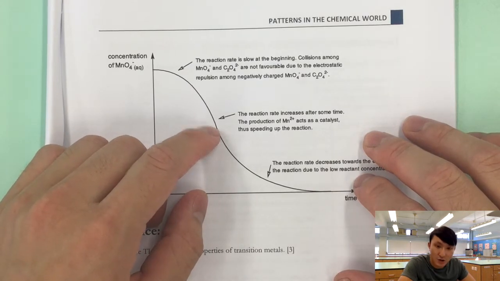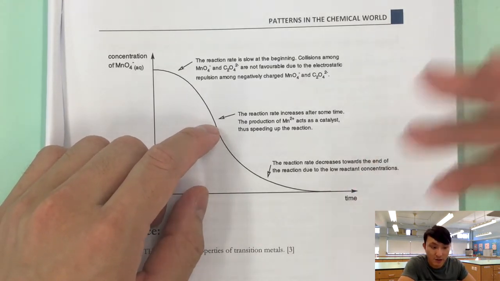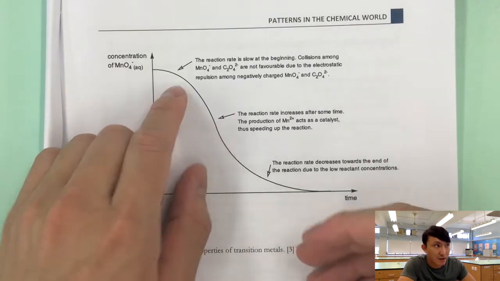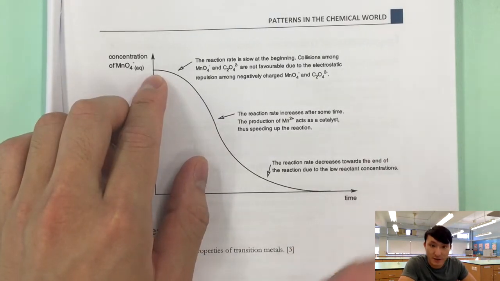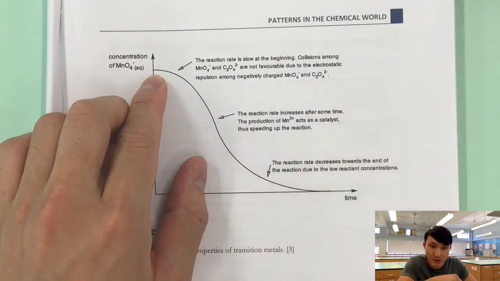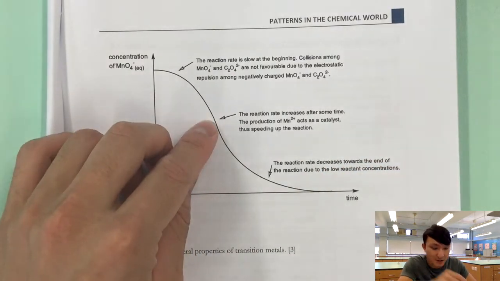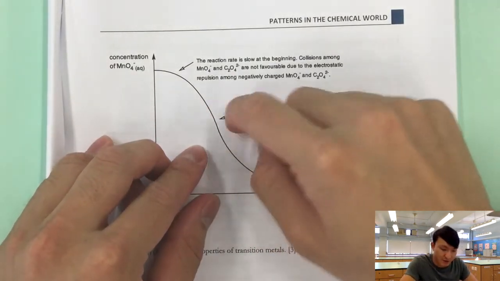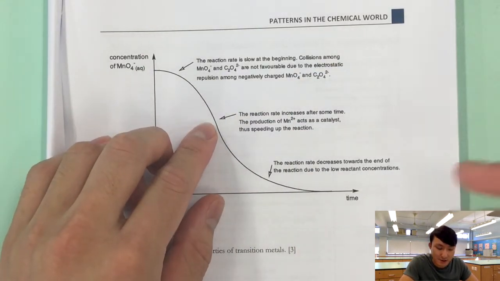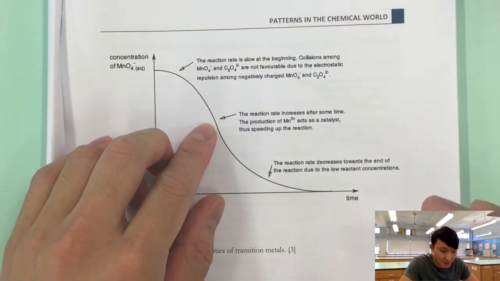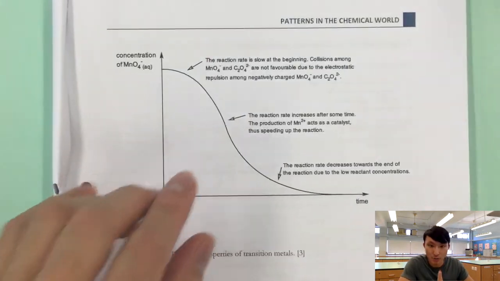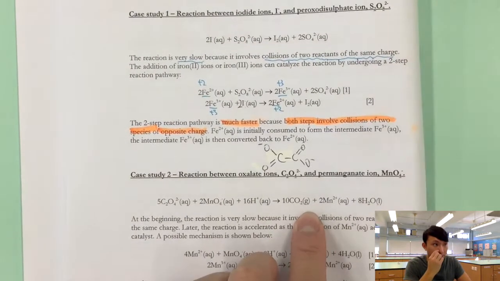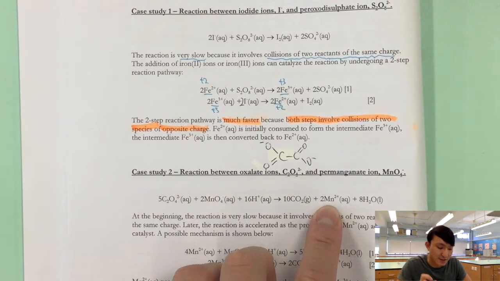This is quite contradicting to what we have learned in the topic rate of reaction, where the reaction should be the fastest at the first place, where the concentration is the highest. But this one is a special case. The reaction is the fastest during the middle of the reaction. And why is it like this? Well, the thing is, the reaction produces Mn2+. Okay, if you go back to the equation here, the reaction produces Mn2+. And Mn2+ is able to act as a catalyst to speed up the reaction.